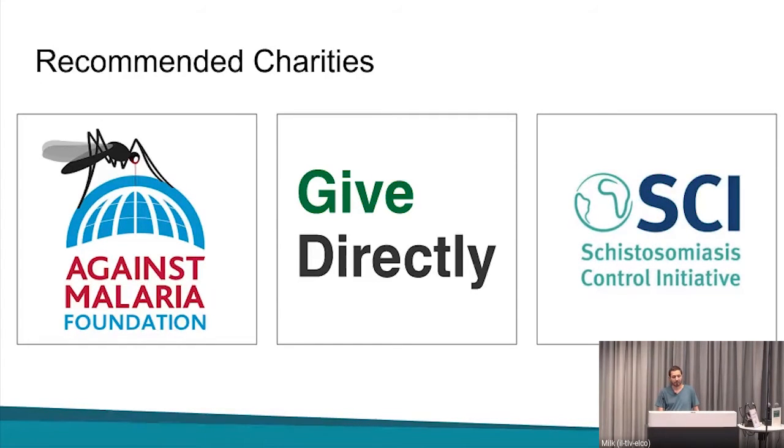SCI provides deworming medication, reducing the disease burden of children and allowing many of them to improve their performance at school and therefore in their later careers. On average, every $100 that you donate provides about 10 children with an improved career path throughout their lives. Again, incredible change for very small amounts of money.